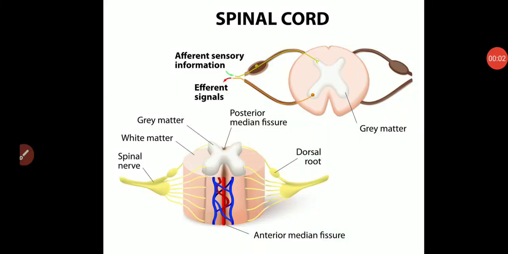Hello children. Now we continue with the topic, the nervous system. In this part we will discuss the spinal cord. The spinal cord, as you can see in the diagram here, shows you the cross section of a spinal cord.